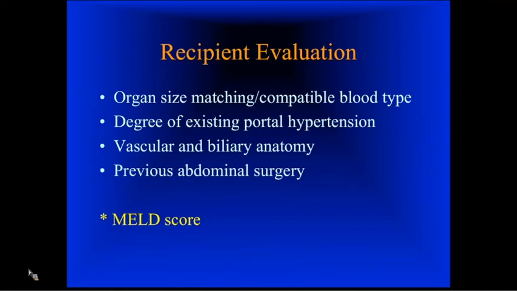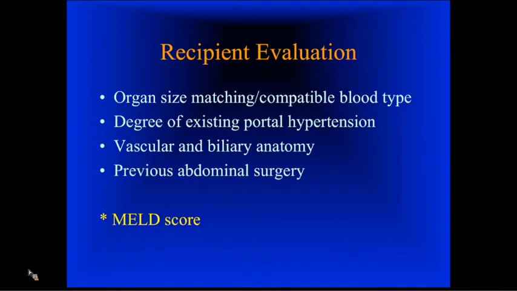I mentioned doing abdominal imaging to look at variations, looking at the anatomy of the biliary system and the vascular system because of congenital or natural variations in anatomy. And also looking at both the recipient and donor, if they've had previous abdominal surgery, to see if that comes into play regarding complications, such as the presence of adhesions in both the recipient and the donor.